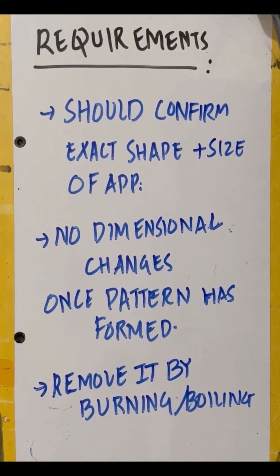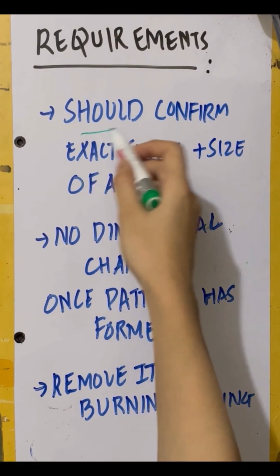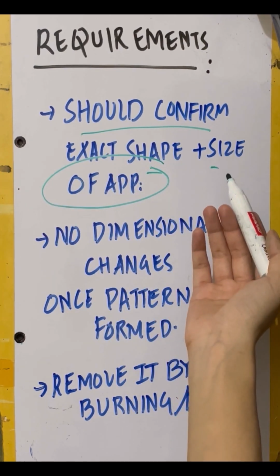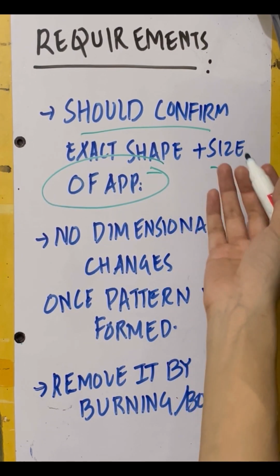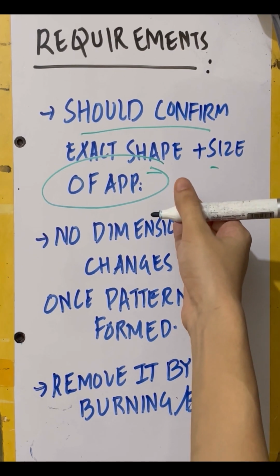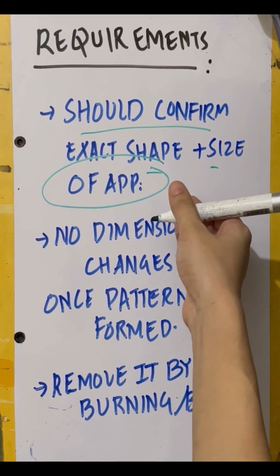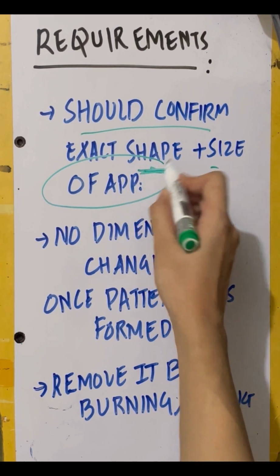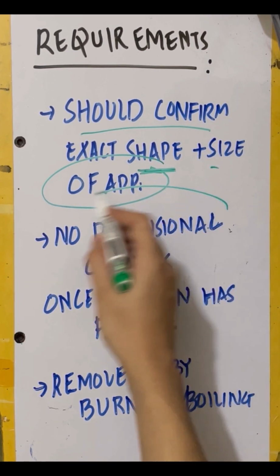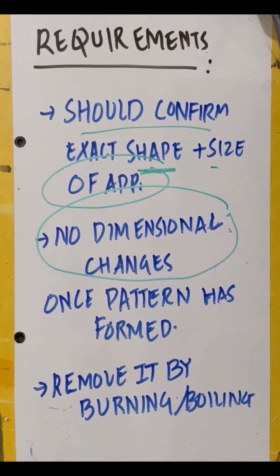There are different requirements of waxes, such as it should conform to the exact shape and size of appliances. As the basic usage of the wax is to form a pattern of an appliance that will be converted to an alloy or a framework, the wax that we are using should conform to the exact shape and size of the appliance. No dimensional changes should occur. As it is a soft material, it can be smoothly melted or converted to liquid form as we increase the temperature, so there should be minimal or no dimensional changes at all. And it should be easy to remove the wax by burning and boiling.